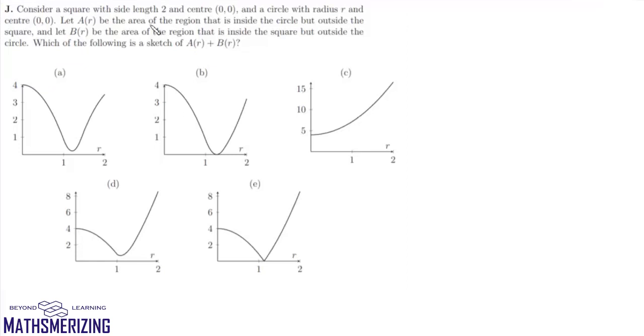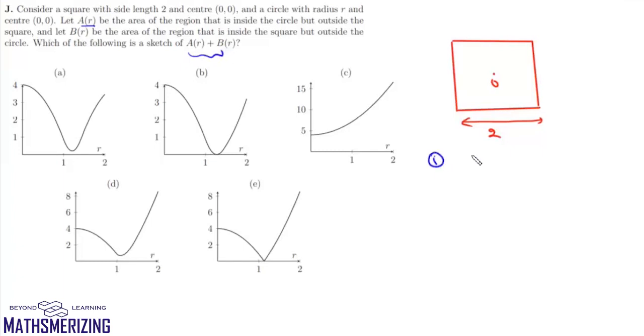Now question J is, consider a square of side length 2 and center (0, 0) and a circle with radius r and center at (0, 0). So we have this square with center at the origin and length of the side 2 units, and then we have a circle with radius r and center O. Now it says let A(r) be the area of the region that is inside the circle but outside the square, and B(r) be the area of the region that is inside the square but outside the circle. We need to find which of the following is a sketch of A(r) + B(r).